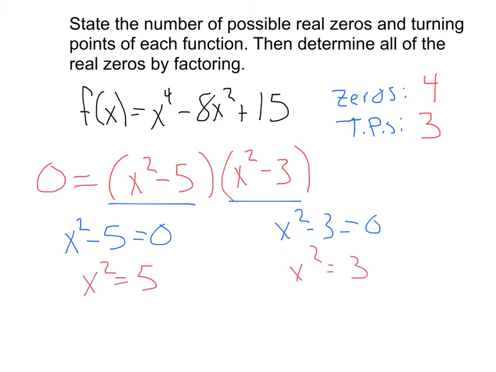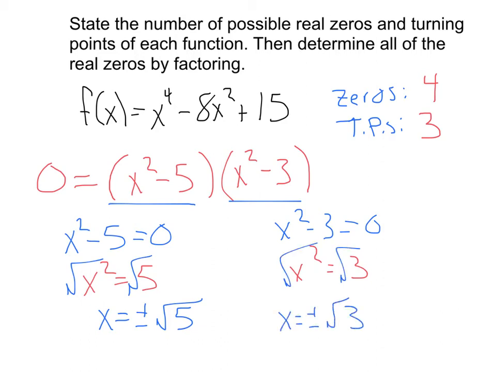Take the square root of both sides. Remember, when you square root, you have to do plus or minus. So we get x equals plus or minus the square root of 5. Here, when we square root, we're going to get x equals plus or minus the square root of 3. And these are going to be our zeros. So we have 4 zeros, which we know is the maximum possible number. 2 of them are plus or minus square root of 5, and here we have the positive and negative of square root of 3.